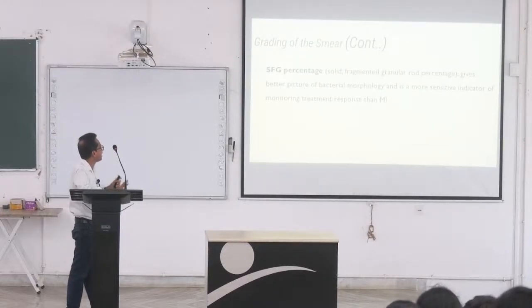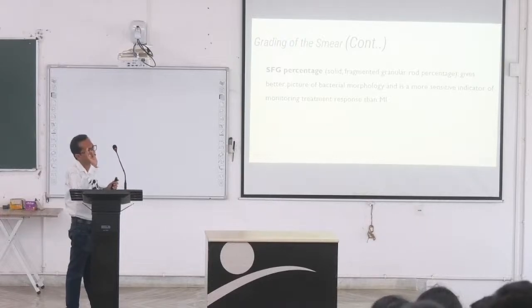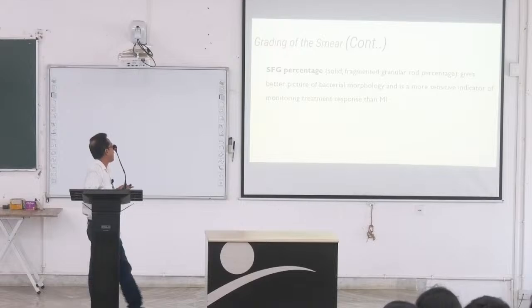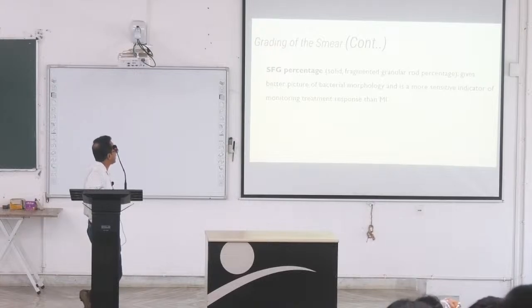Solid fragmented granular rod percentage is similar to the morphological index. This is a new term: solid fragmented granular rod percentage. It gives a better picture of bacterial morphology. Sometimes it is called a more sensitive indicator of monitoring. In some books it is included in the morphological index, and in some books it is given separately as solid fragmented granular rod percentage.